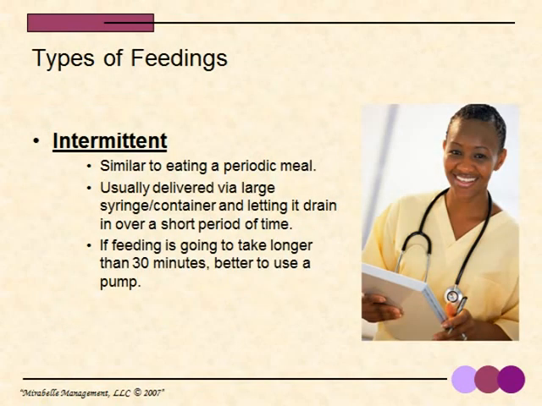There are two types of tube feedings, intermittent and continuous. With an intermittent feeding, this is most similar to eating a periodic meal. It would be like receiving a dose, then waiting a certain number of hours and taking another dose. An intermittent feeding is usually delivered by filling a large syringe or container hooked up to the tube and just letting the formula drain in over a short period of time. This is the bolus or gravity feeding system.